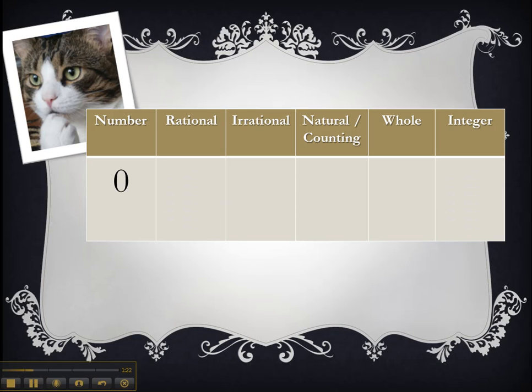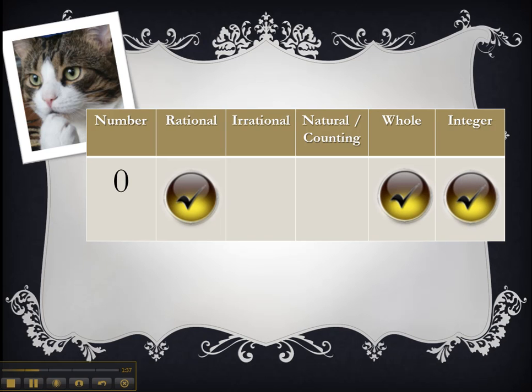0. It's rational. It terminates. It is a whole number. It's not a natural counting number because you would not count items with it, but the whole numbers include that 0. And any whole number has to be an integer. So I'm automatically going to check off integer, because the definition of integer is any whole number and its opposite. But since it's a whole number, we have an integer.